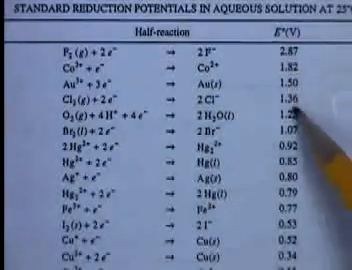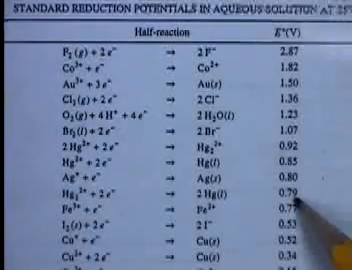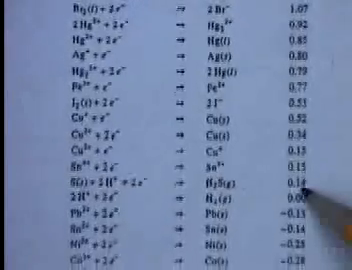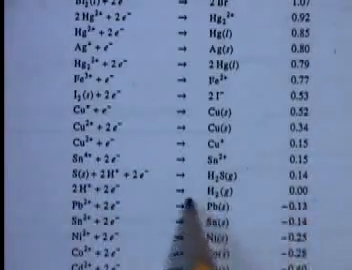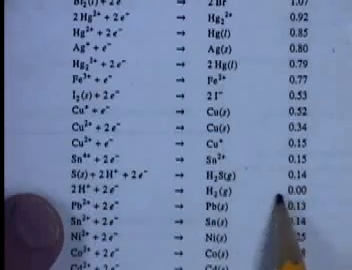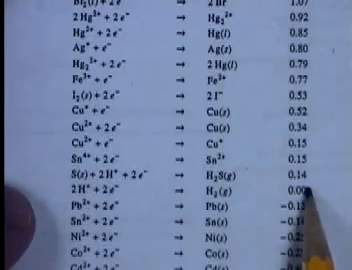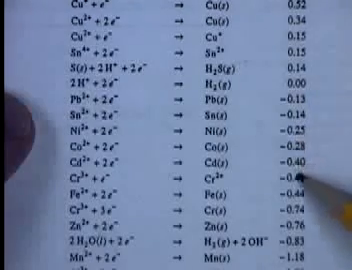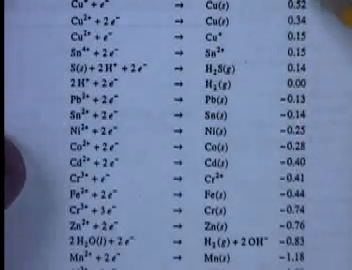Well, these standard reduction potentials actually are an arbitrary rating system based on hydrogen. Hydrogen right here is arbitrarily given a value of 0 potential to be reduced. Now, there are a lot of things that have negative potentials to be reduced. In other words, they're harder to reduce than these things.